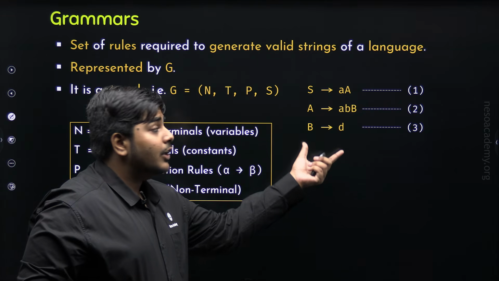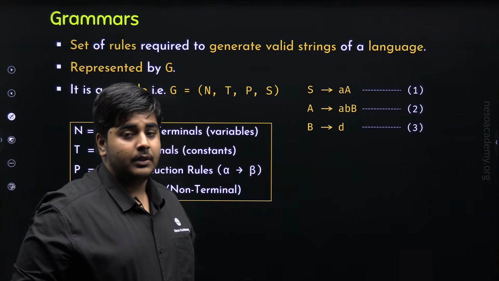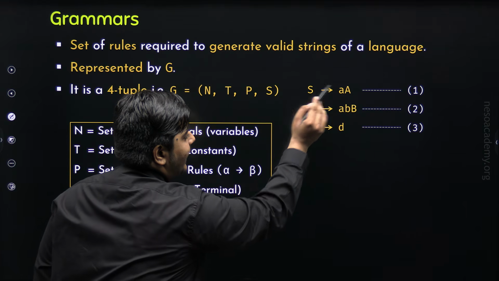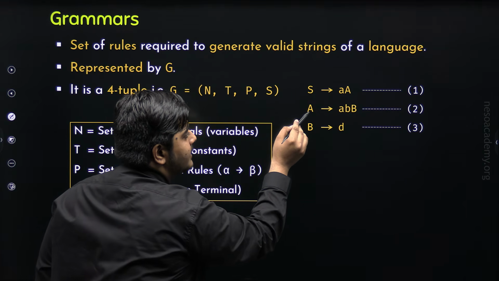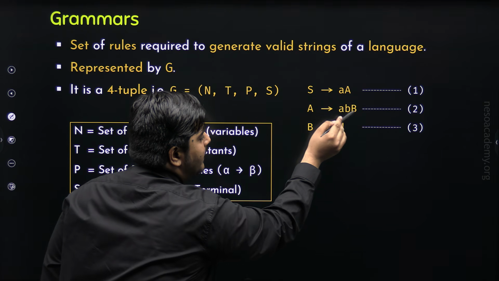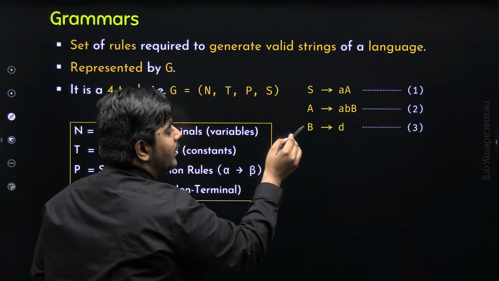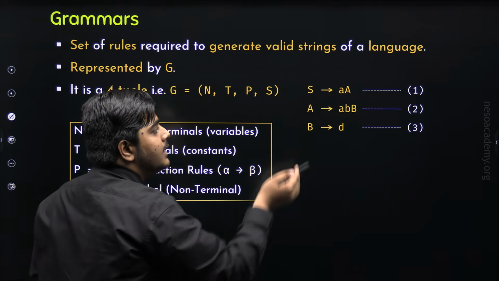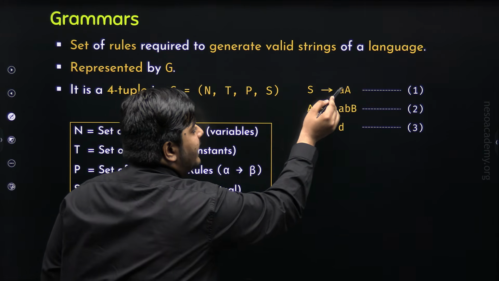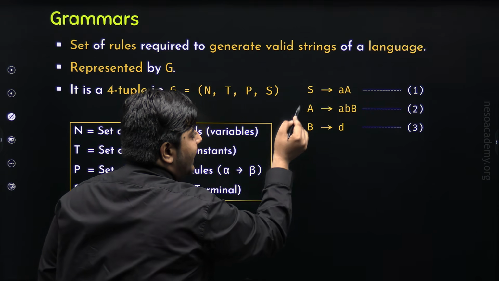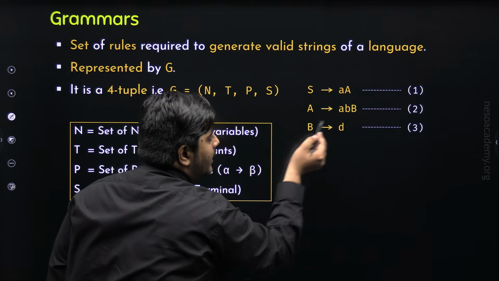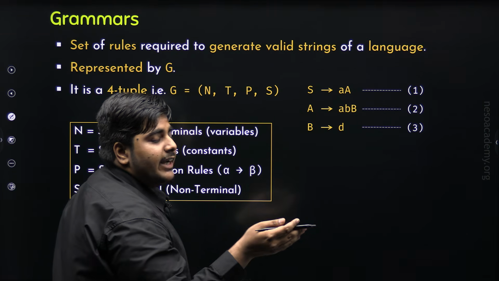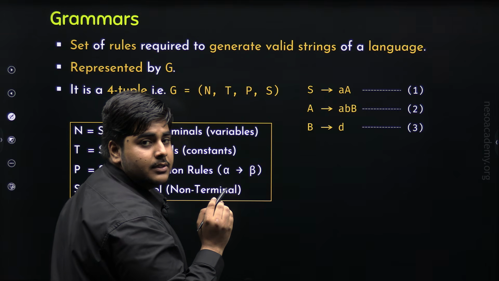So these are the rules of grammar. First rule is S tends to AA. Second rule is A tends to ABB. And our third rule is B tends to d. It simply means that S can be replaced by this term, A can be replaced by this term, and B can be replaced by this term while we generate the strings from these rules.